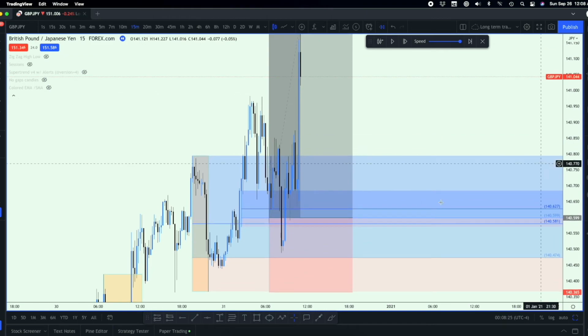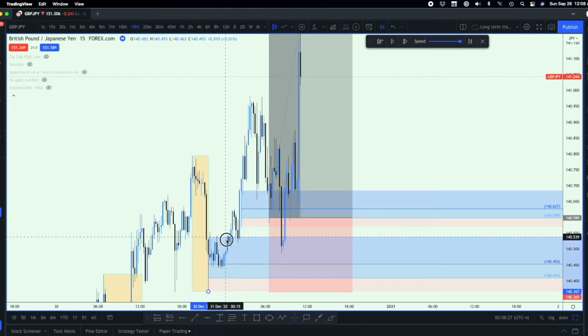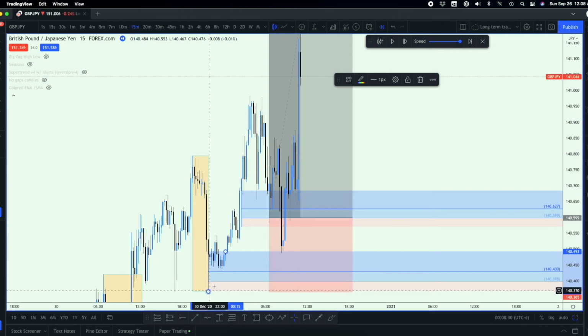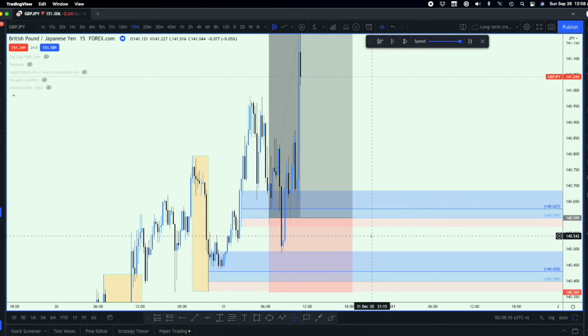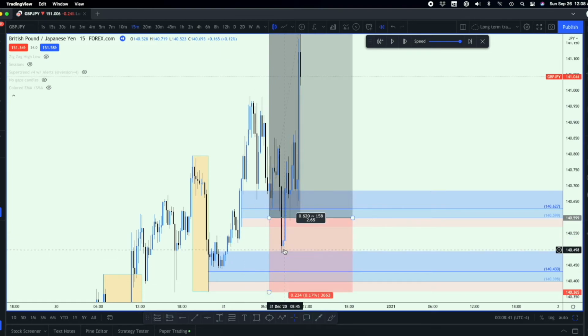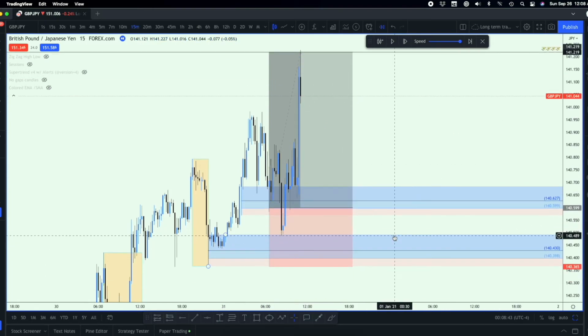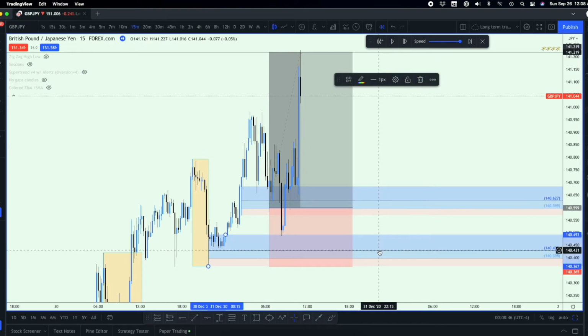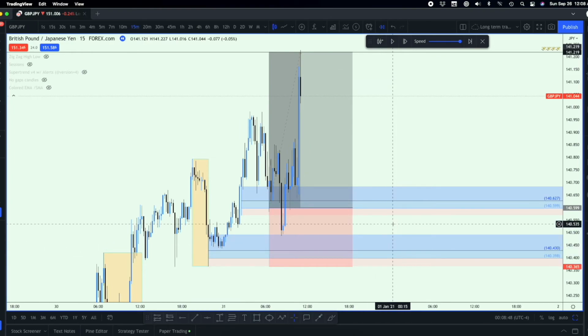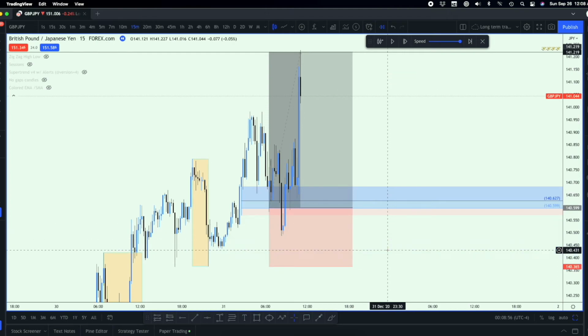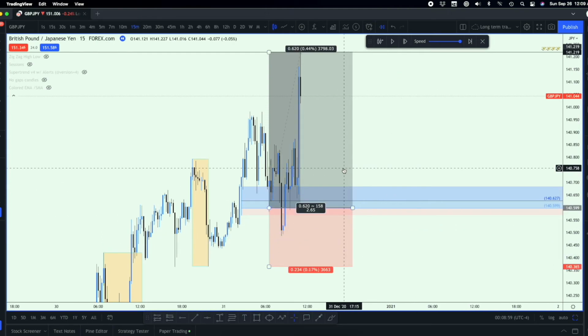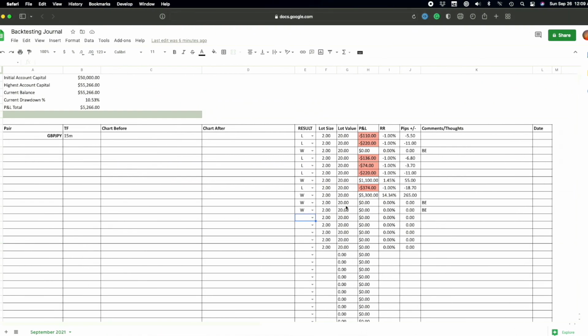Unmitigated right there, right? So I would have bring this to here. It tapped the beginning of that and then shot up, which makes sense, right? So it was unmitigated. I had inefficiency between here. Came and filled that inefficiency and shot up, but that was not my entry. But I do see where I could have been better with the entry. So it's all good. Anyway, 2.65% gain, 62 pips profit.